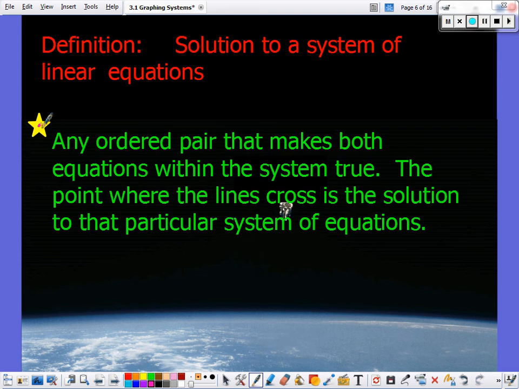Now, the definition for the solution to a system of linear equations, and notice this is starred, so make sure to get this in your notes, is any ordered pair that makes both equations within the system true. The point where the lines cross is the solution to the particular system of linear equations. Let's talk about this for a minute. What we're talking about is the intersection point.